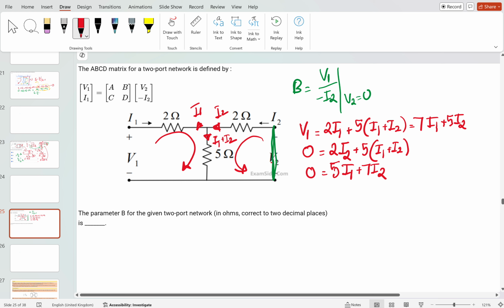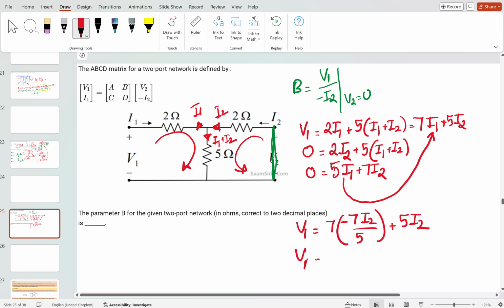What we need? We need V1 by I2. It means that we have to put the value of I1 in this equation to get the value of I2. Simply put the value: V1 is equal to 7 times I1, and I1 is minus 7 times I2 divided by 5, plus 5 times I2. Let's solve. When you take I2 common, it will become minus 49 by 5.